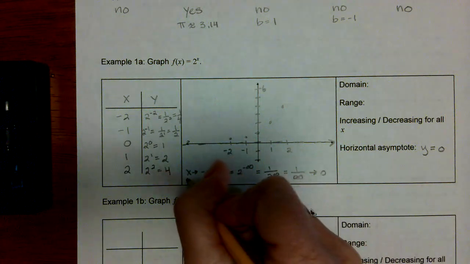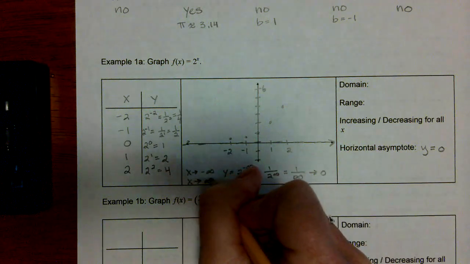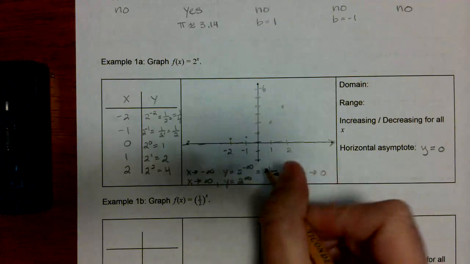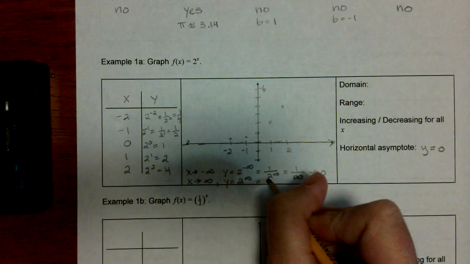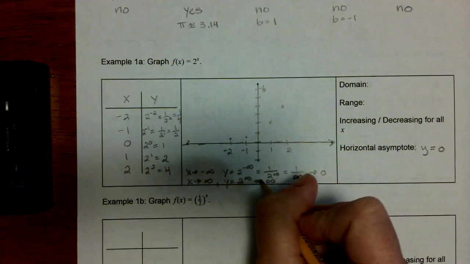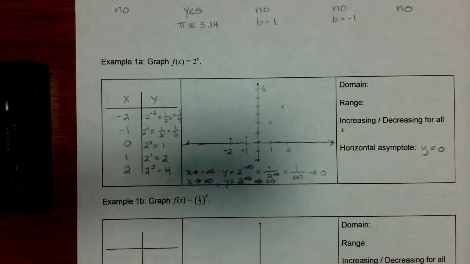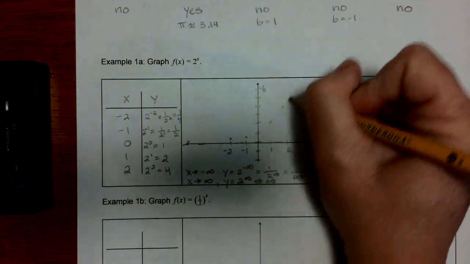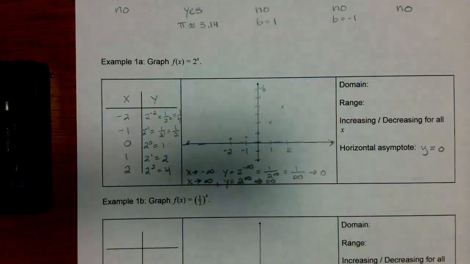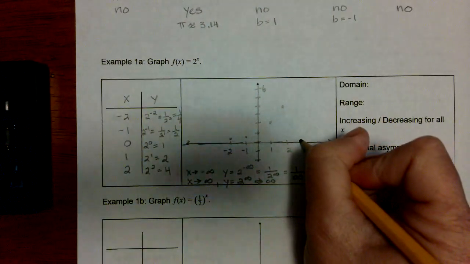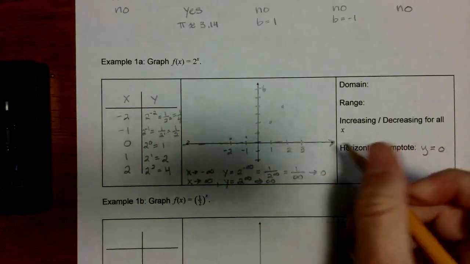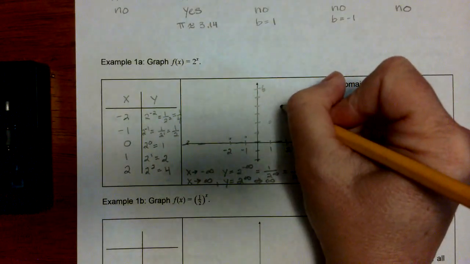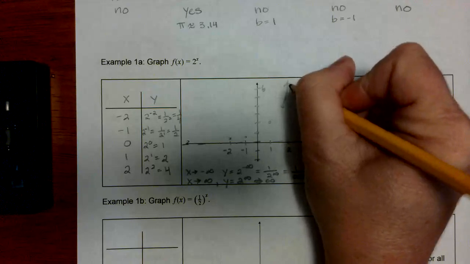And then as x approaches infinity, I have y equals 2 to the infinity, which hopefully you recognize goes to infinity. So that means as I go right, my graph is going to shoot way up to infinity. I'm also just going to think, if I had 3, 2 to the third would be 8. So I'm actually growing really fast here.